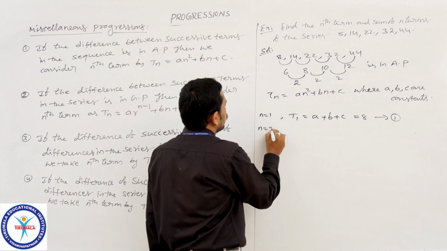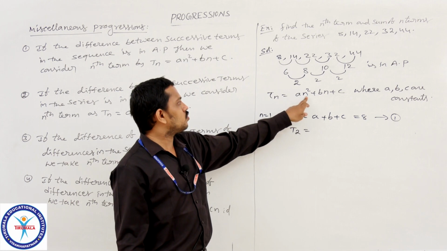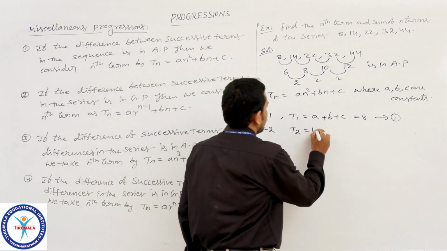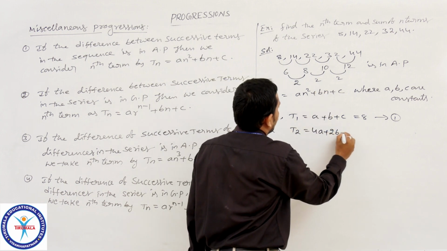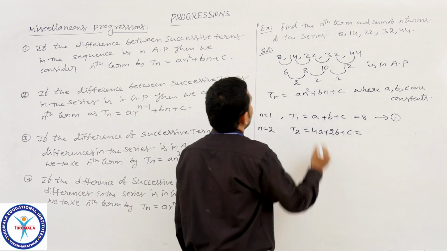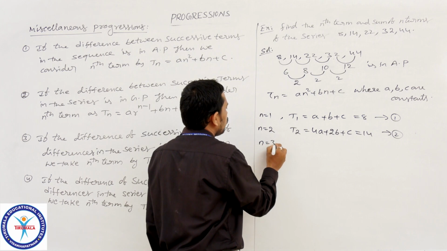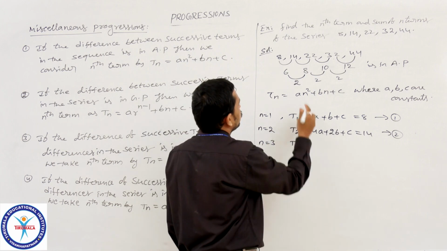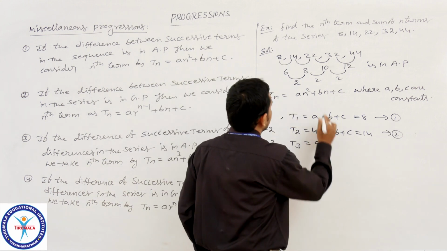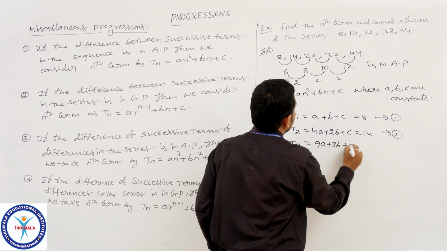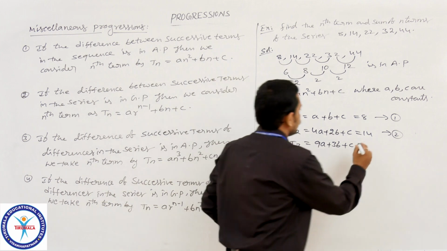Then n is equal to 2: T2 is the second term. Substituting n equal to 2, 2² is 4, so 4a + 2b + c is equal to 14. This is equation 2. Then n is equal to 3: T3 is equal to, replacing n by 3, 3² is 9, so 9a + 3b + c is equal to the third term, which is 22. This is equation 3.